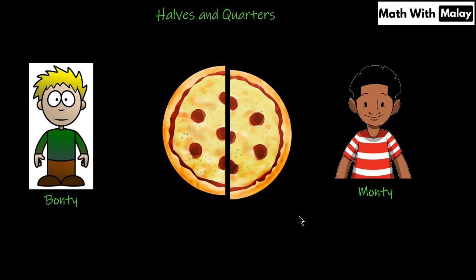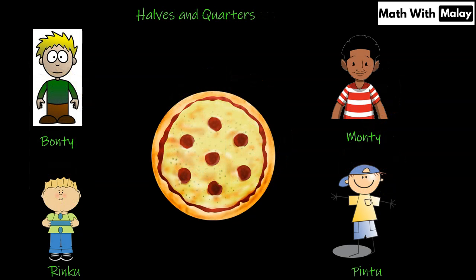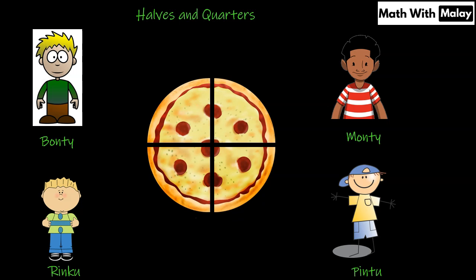But before they could get started, what happened? Two more friends arrived, Rinku and Pintu. So what do they need to do now? They need to again share the same pizza, but among four and into four equal parts. So how will it look? It will look like this: four equal parts. So what do we call this? We call this a quarter. We divided it into four parts, so each is a quarter.